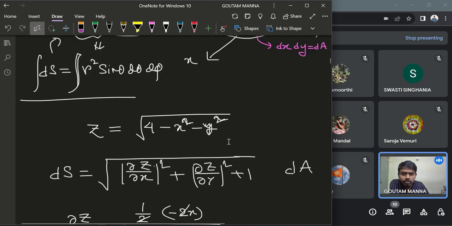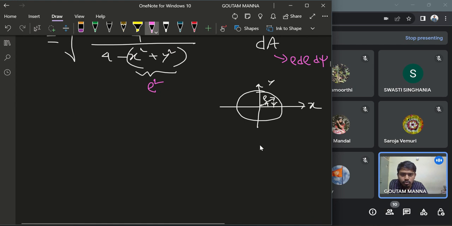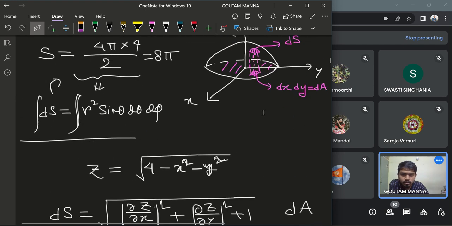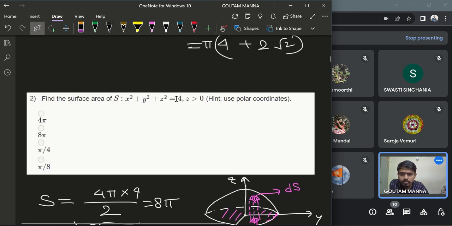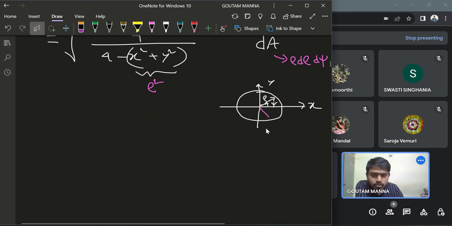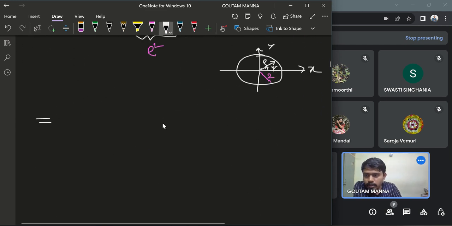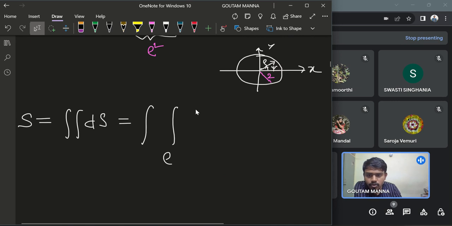And we will be integrating throughout the entire region. That means rho will be going from 0 up to this radius, which is 2. The radius of this sphere is 2, so rho goes from 0 to 2, and psi goes from 0 to 2 pi. So s is the integration of ds, with rho from 0 to 2 and psi from 0 to 2 pi.